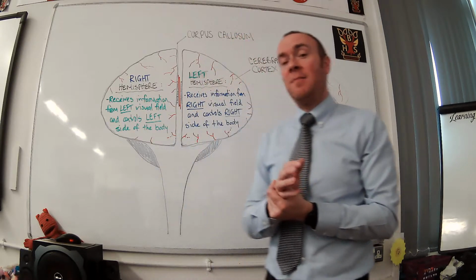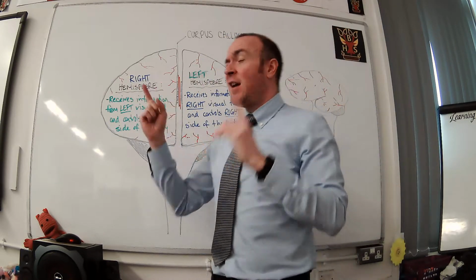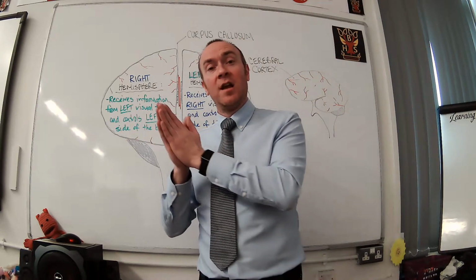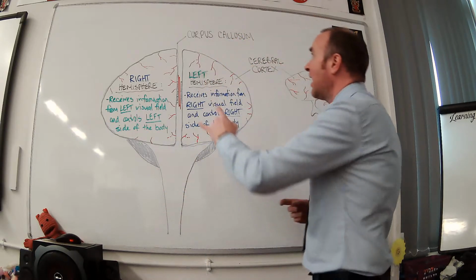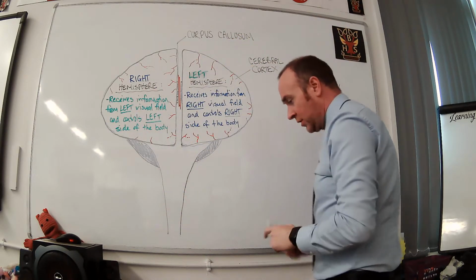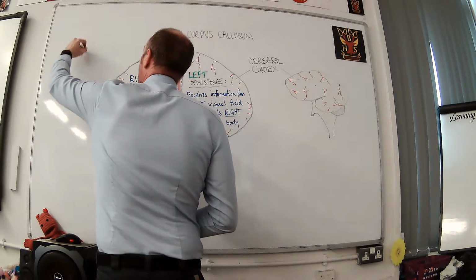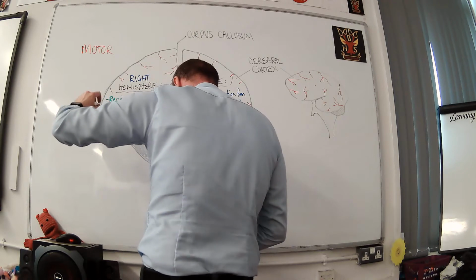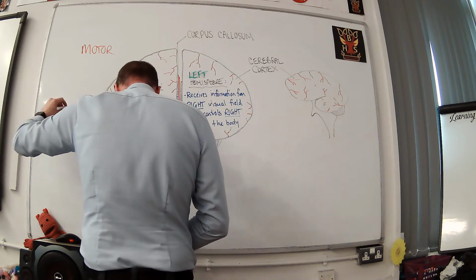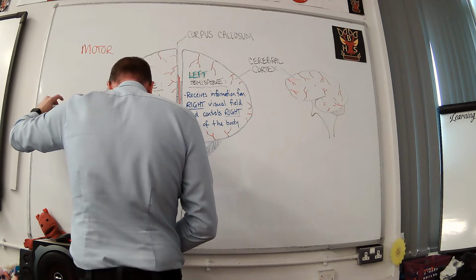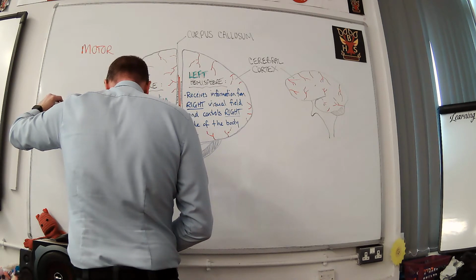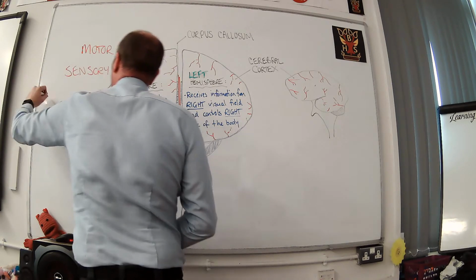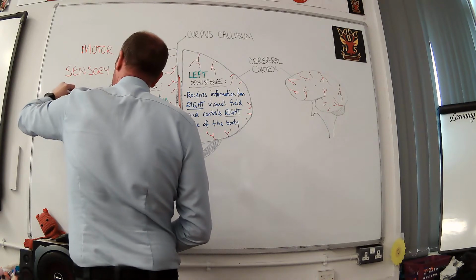And that can have major implications because your left and your right hemisphere do slightly different things. One of them is more concerned with speech, one of them more concerned with movement. Okay? There are areas of the cerebral cortex involved in movement, so there are motor areas. There are also sensory areas as well. There are language processing areas.